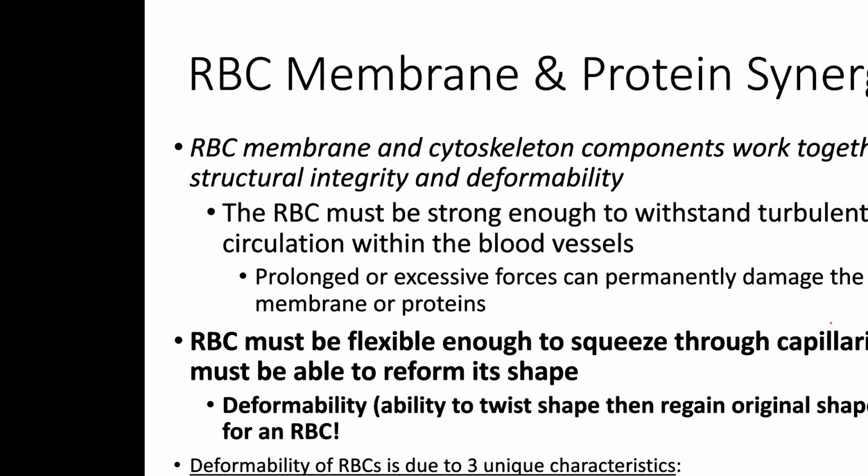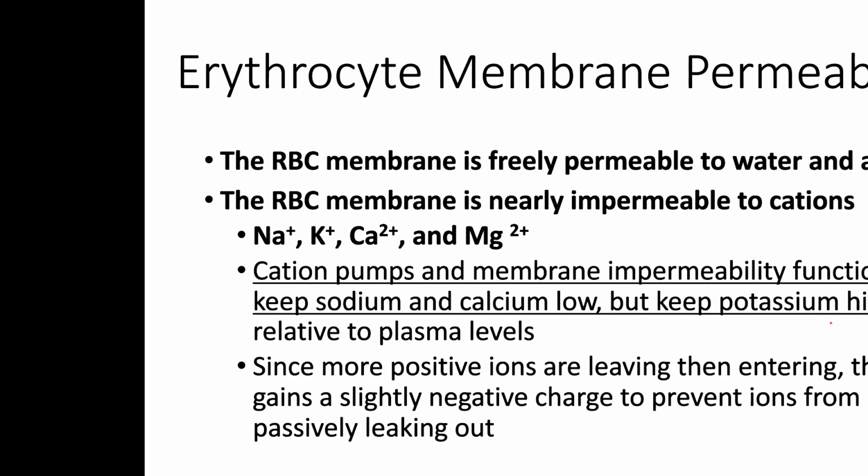First is the biconcave disc. Next is the viscosity of its internal contents. And last but not least is the elastic properties of the RBC membrane. Coiled spectrin allows for elastic extension and allows the cell to resume its shape. The RBC membrane is freely permeable to water and anions, while it is impermeable to cations. But to maintain the right concentration in its cells, the RBC membrane has to use cation pumps. Their job is to keep sodium and calcium low inside the cell, but keep potassium high inside.